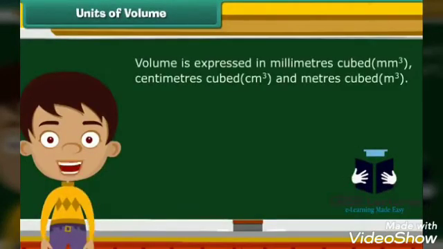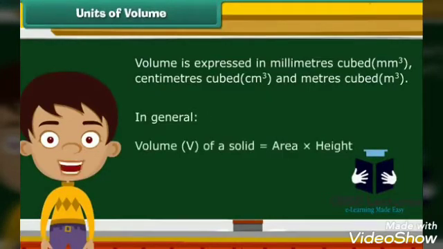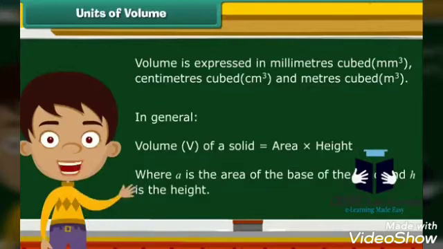Basically, volume is expressed in millimeters cubed, centimeters cubed, and meters cubed. In general, the volume, V, of a solid is given by the area of the base times the height, V = A × H, where A is the area of the base of the solid and H is the height. Let's learn about the volumes of different objects.